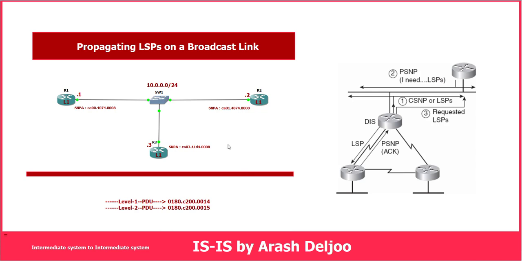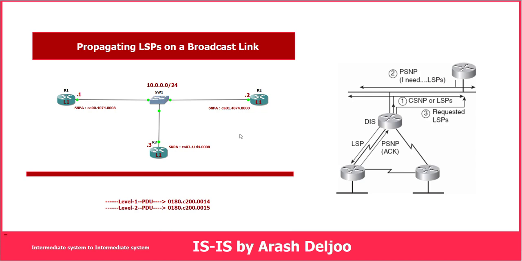You know that in the broadcast link we have one DIS, or designated IS, and you know that the DIS is the router with the highest priority, or if all routers, or for example all interfaces, have the same priority, the DIS is the router with the highest MAC address, or highest SNPA. I showed you, I configured for you this feature, and you know how the DIS is elected.